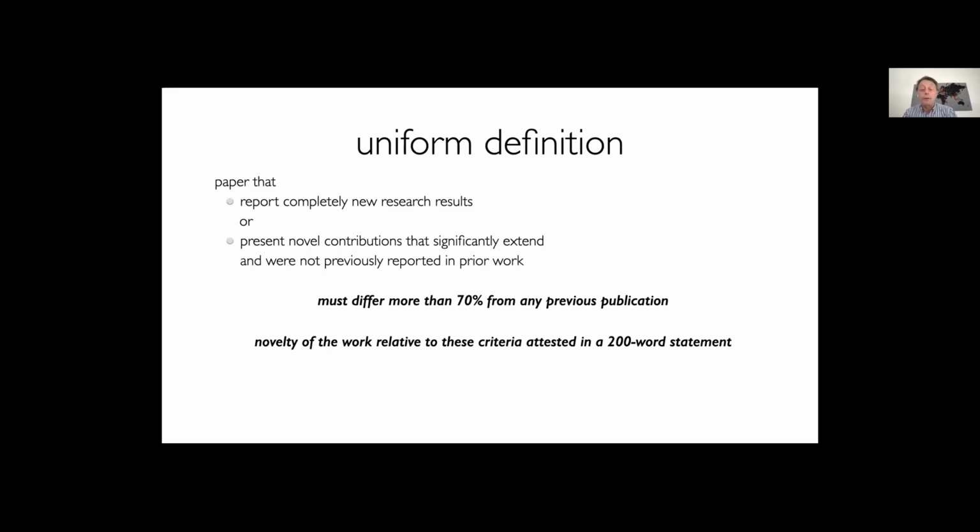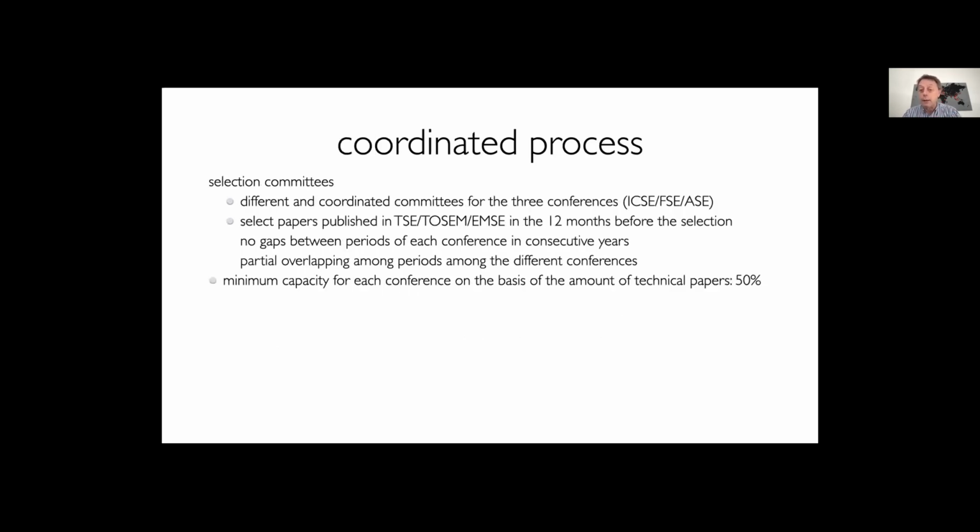Also, TSC requires the authors to justify the novelty with a 200-word statement, and I think this is also something that we should do. So this is the first idea: to make the definition of journal-first uniform across at least the three journals and the three conferences.